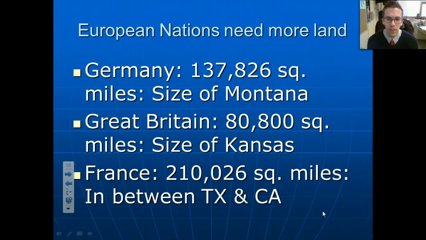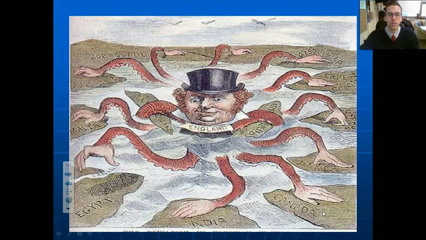Great Britain is about half that size, almost the size of Kansas. So when these countries' populations get bigger, they don't have anywhere else to go, and they need more land and more resources. So what they do is they start imperializing and taking over smaller, weaker countries. Here you see England with tentacles literally taking over parts of the world.